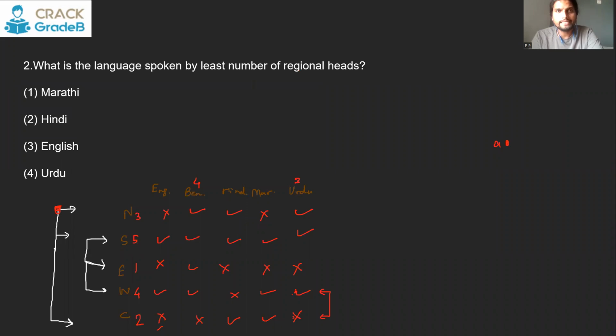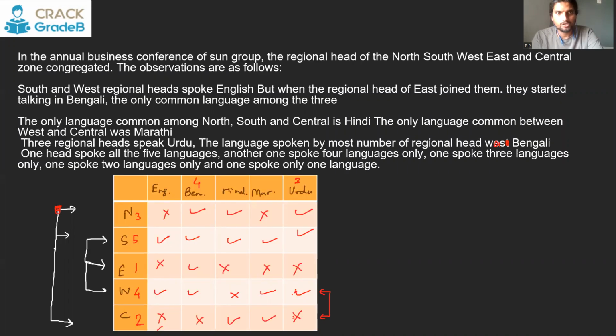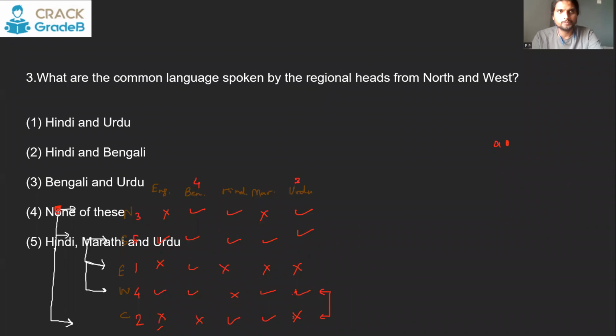What is the language spoken by the least number of regional heads? As you can see, English is spoken by 2, Bengali is spoken by 4, and Hindi, Marathi, Urdu are all spoken by 3 people. So the answer should be English, as it is spoken by only 2 persons.